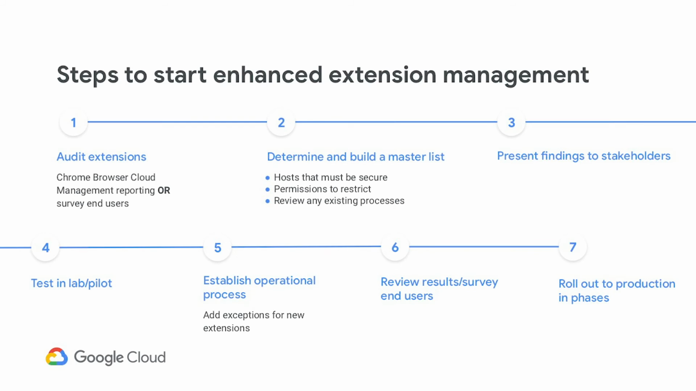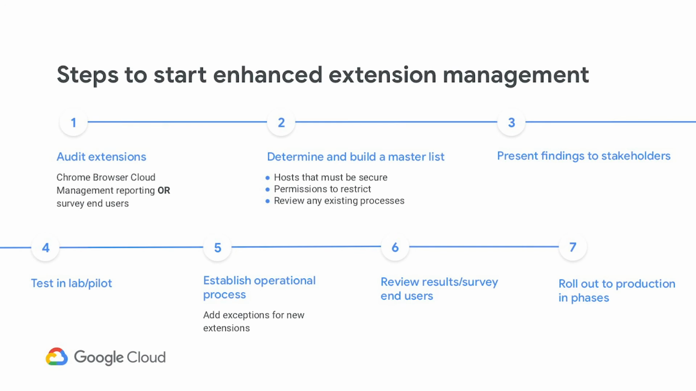And then take that information and determine and build a master list. So these are the hosts that I know must be secure, that I need to protect. So those would be the runtime hosts ones that you would block, or, yeah, exactly. I'm agreeing with myself, sorry. And then these are the permissions to restrict. These are the permissions I never want to run on any of my endpoints.